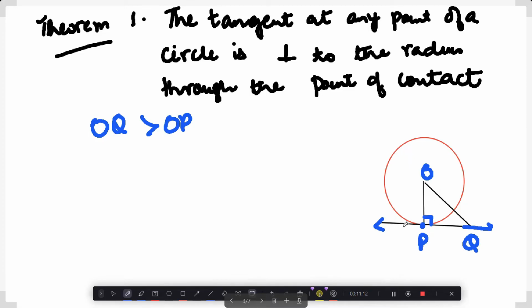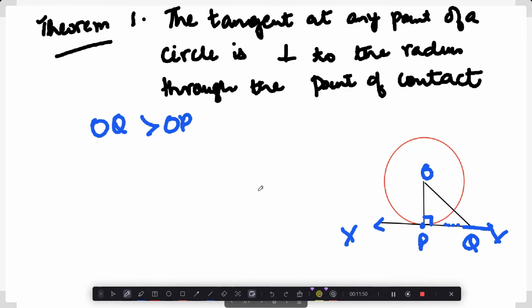So for any point on this tangent XY, all these small points which we connect to O, they are all OP', OQ', OR', whatever. All of them are greater than your radius, because all of them lie outside your circle. Understood?